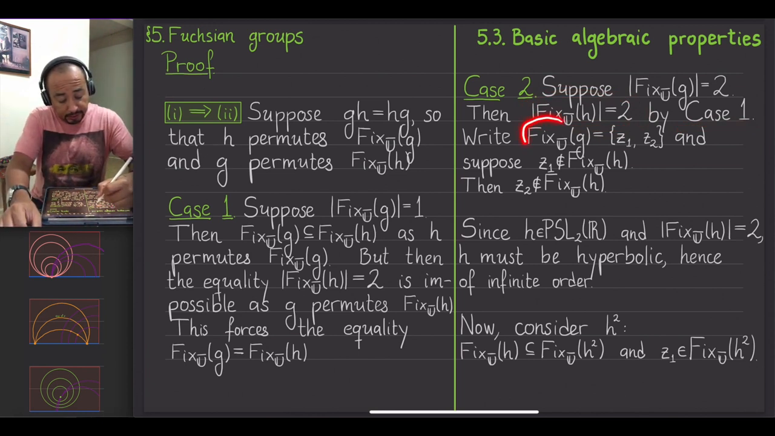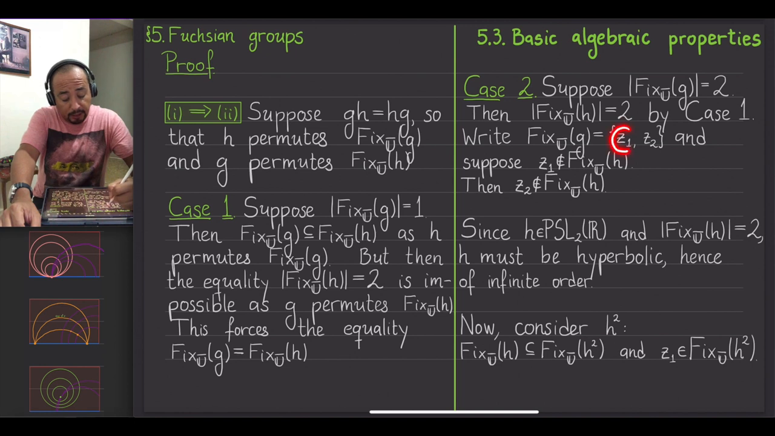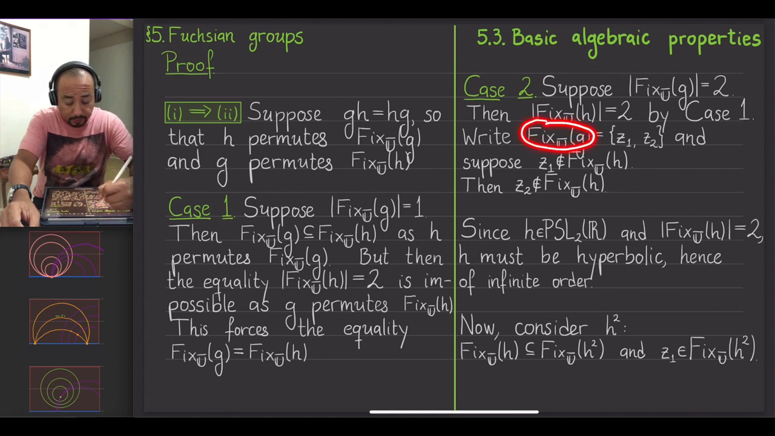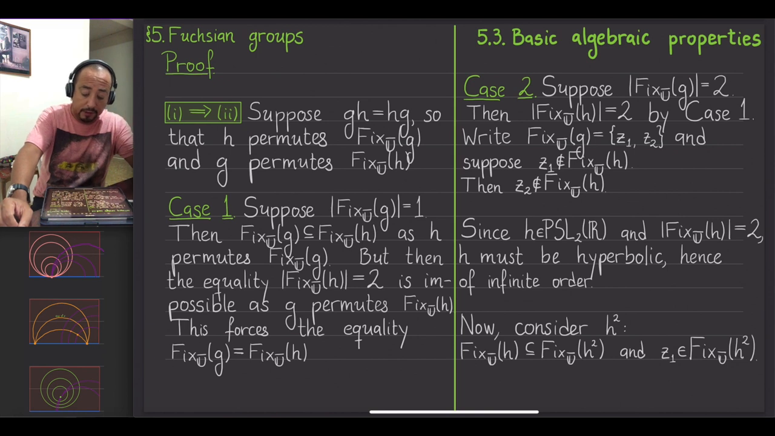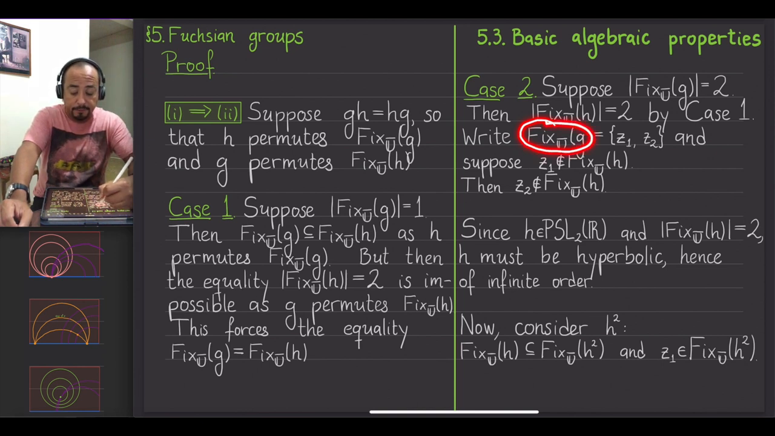Okay, so now let's write Z1 and Z2 for the fixed points of G. And notice the following. If Z1 is fixed by H, then Z2 has to be fixed by H, right? And then we have this set contained in the set of fixed points of H, and then they must be equal, right? The set of fixed points of G equal to the set of fixed points of H. Why? Because I know that H permutes the set because of our assumption here, right? So I only need to show that Z1 is fixed by H to deduce that the set of fixed points of G is equal to the set of fixed points of H.